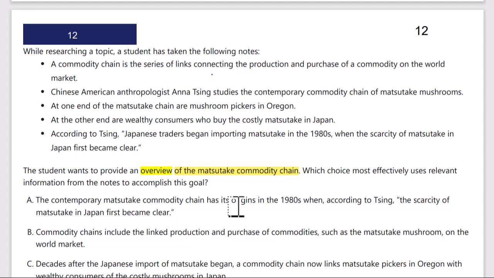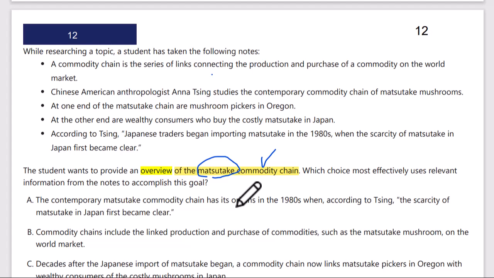So let's begin to read through this and see if we can identify what the commodity and specifically this commodity chain is. So, A commodity chain is the series of links connecting the production and purchase of a commodity in the world market. Okay, we have a definition of what a commodity chain is in general, not particularly the Matsutake commodity chain, but a general definition. Chinese-American anthropologist Anna Singh studies the contemporary commodity chain of Matsutake mushrooms. Okay, this is background information.